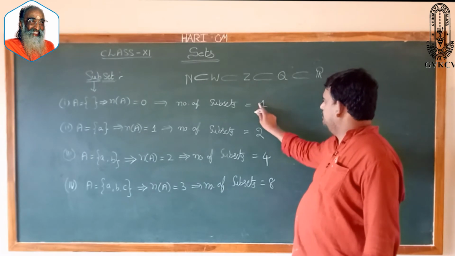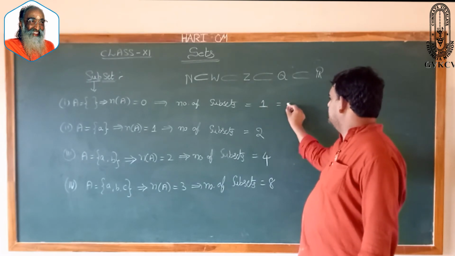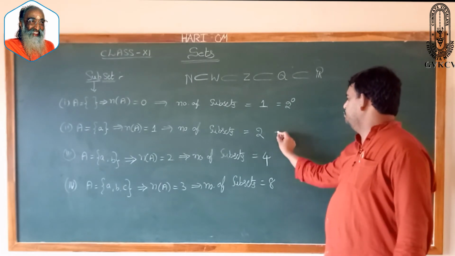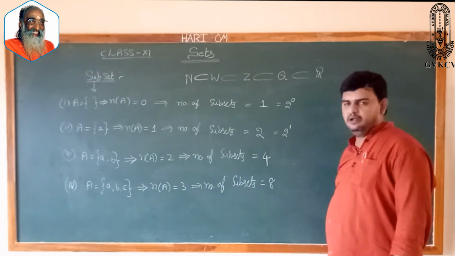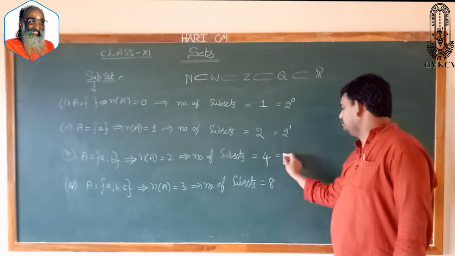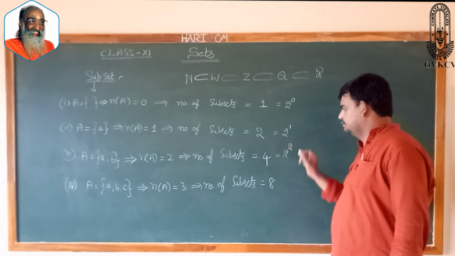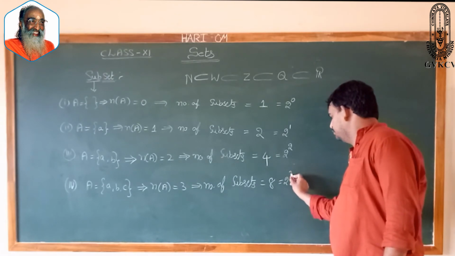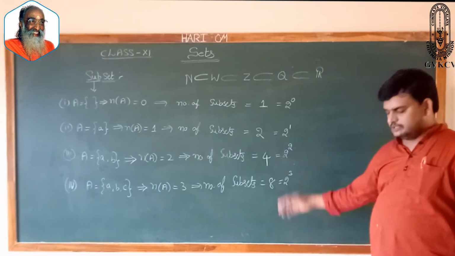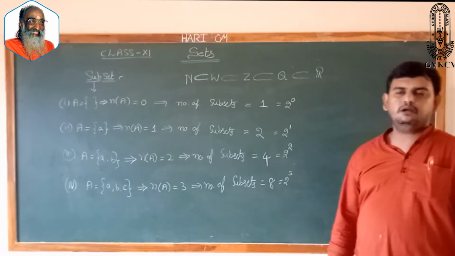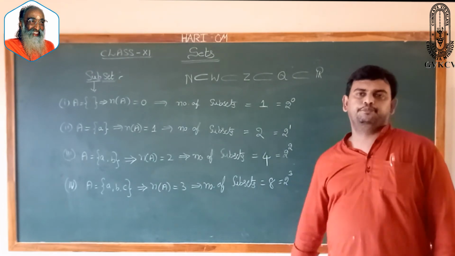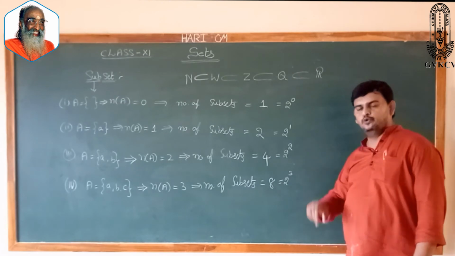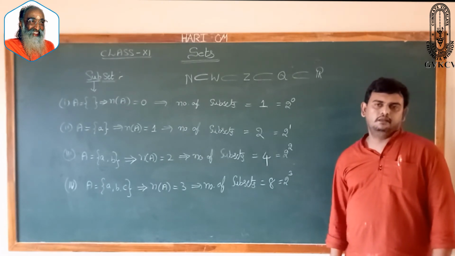Means, now the 1 I can write as 2 power 0. 2 I can write as 2 power 1. 4 I can write as 2 square. 8 I can write as 2 cube. Means all these are nothing but powers of 2: 2 power 0, 2 power 1, 2 power 2 and 2 power 3.